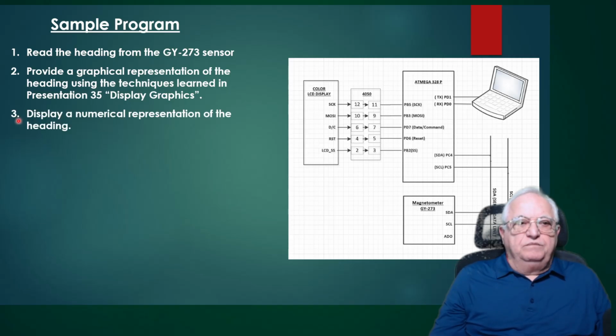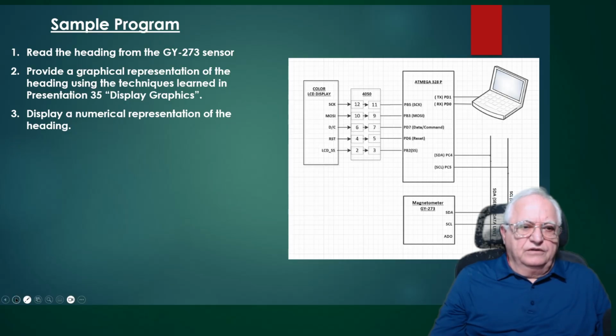Next, display a numerical presentation of the heading. So in step 2 we present graphically, maybe with a circle with an arm moving that represents the direction, the heading, and then we're also going to have on the side the actual numerical value.